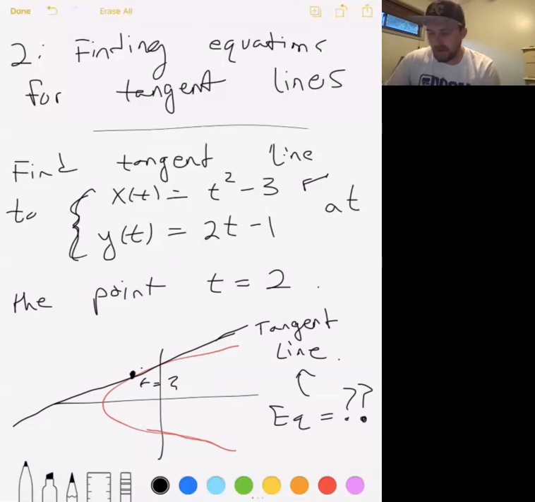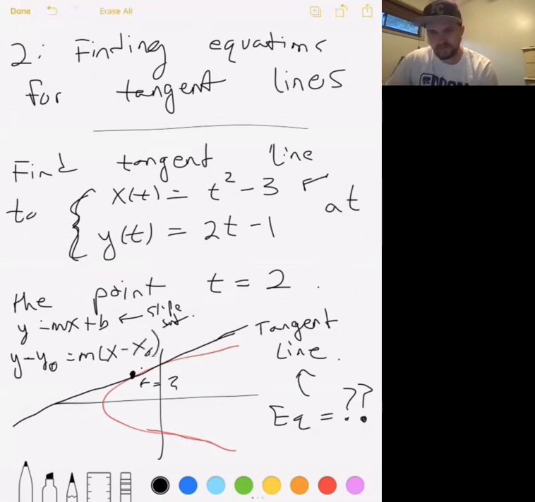And for a line, right, there's two ways you can express a line. There's slope-intercept form, and then there's point-slope form. So we can have either y equals mx plus b, which is slope-intercept form, right? And then you can also have point-slope form, which is y minus y0 equals m times x minus x0.